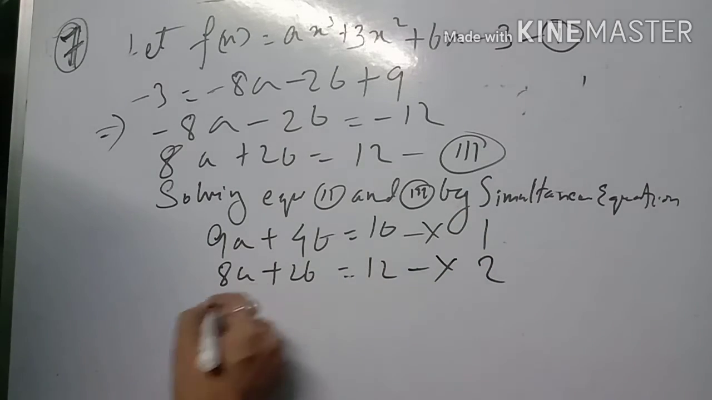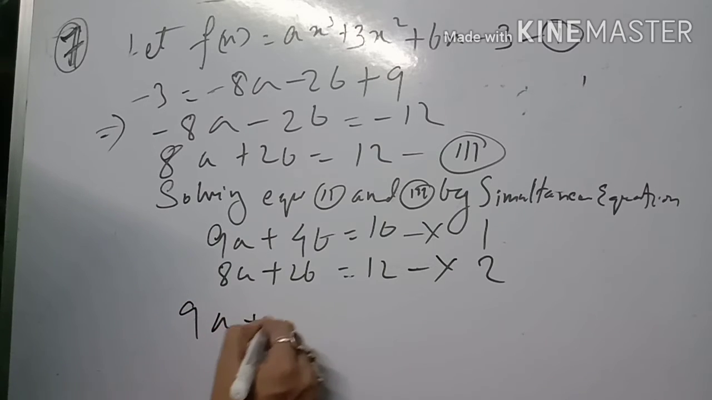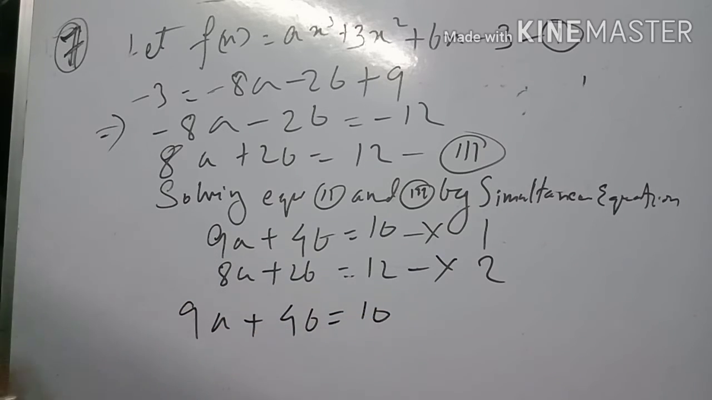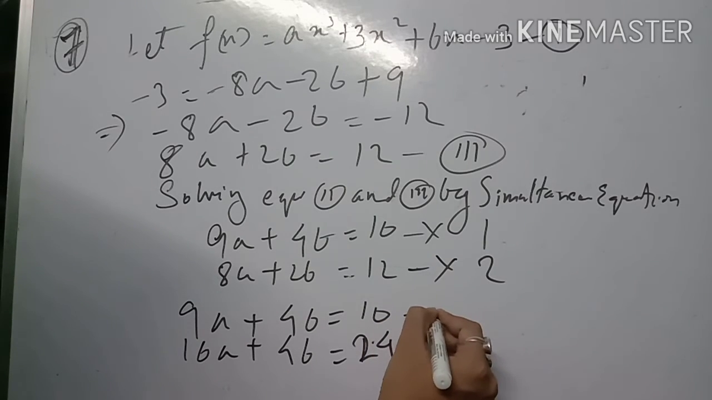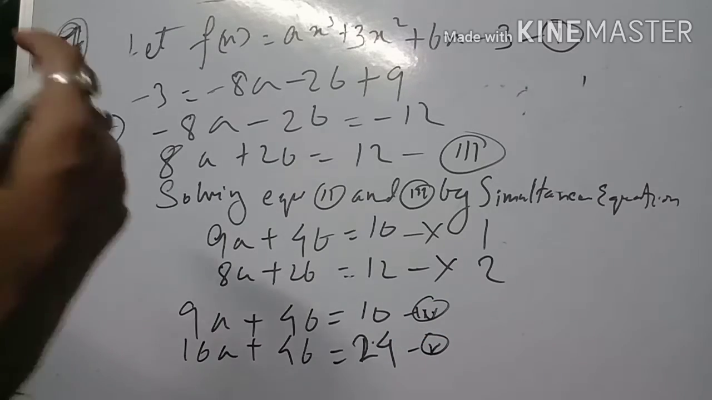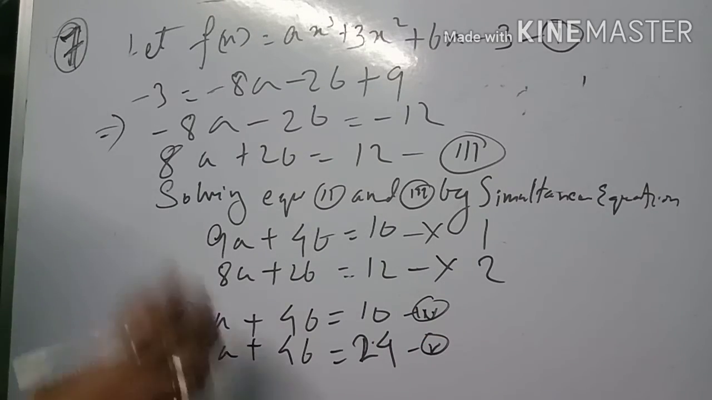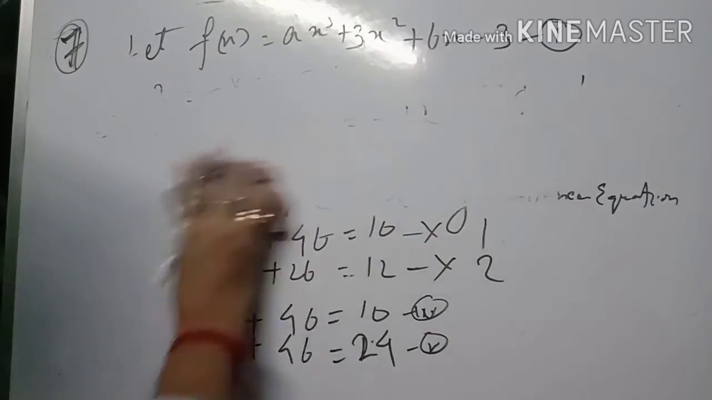it is going to become 9a plus 4b equals 10. This would become 16a plus 4b equals 24. Fine. Clear? Now this is equation number 4, and this will become equation number 5. Now we are going to subtract equation number 4 and 5. I'm wrapping this portion again.